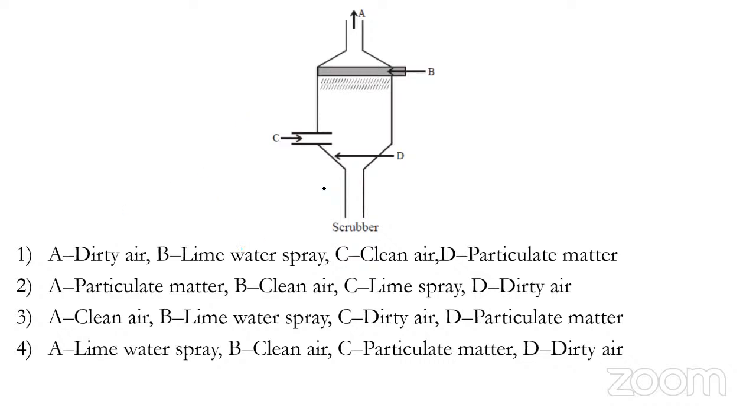Just now we saw this scrubber. And we saw scrubber is meant for reducing the oxides of sulfur as a pollutant. C represents the dirty air, or you can call it polluted air. Polluted air is entering through C. A is clean air. B is the spray, which is lime water.